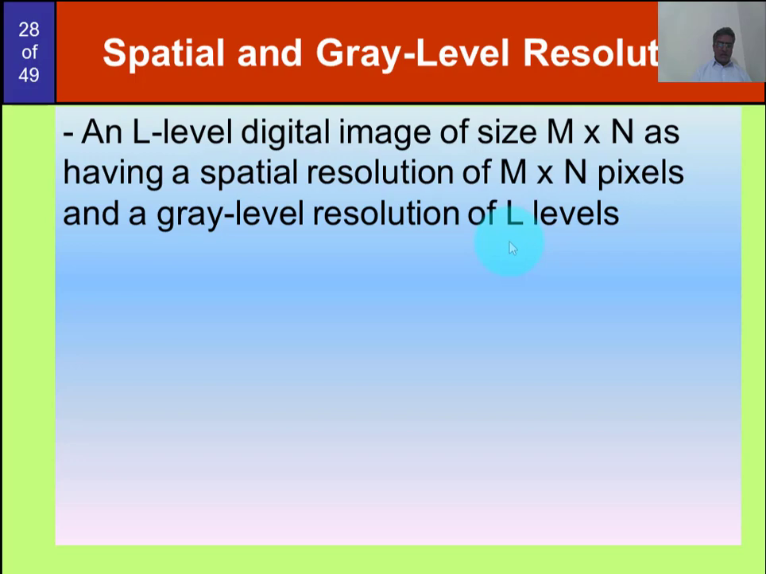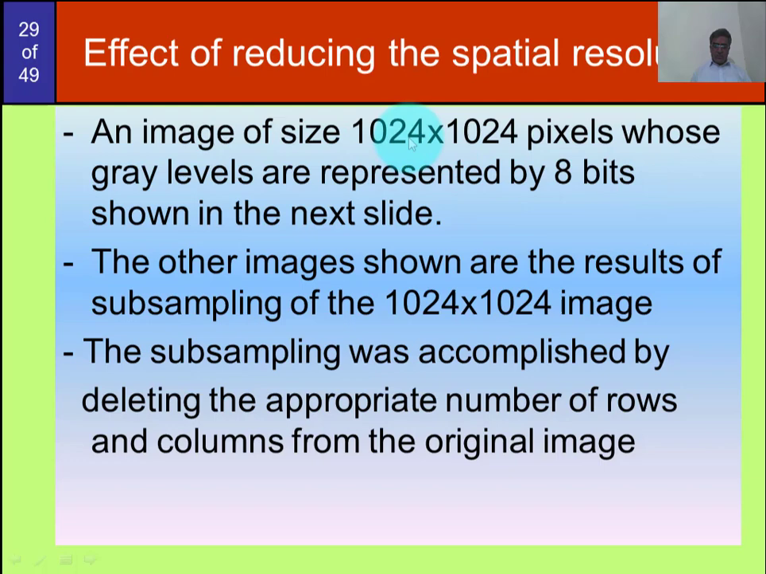An image of size 1024 rows multiplied by 1024 columns of pixels. We have an original image with this number of rows and columns, whose gray levels are represented by 8 bits, shown in the next slide. Gray levels represented by 8 bits means the image contains all 256 colors. An 8 bit image means 256 colors are present in an image. The spatial resolution is 1024 by 1024, and the gray level resolution is 256 colors. The other images shown are the result of subsampling of this original image.